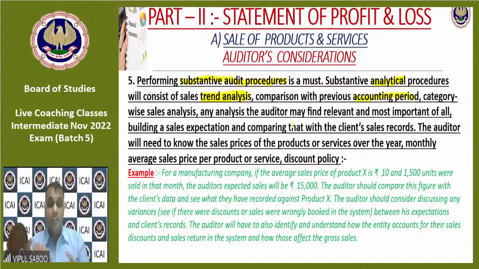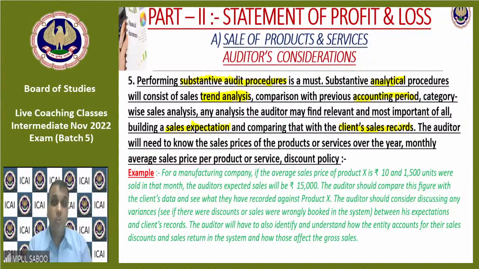Category-wise sales analysis. Green tea, fruit flavor tea, chocolate tea, normal tea, masala tea, confectionaries. Category-wise sales analysis. Any analysis that the auditor may find relevant, and most important of all, building a sales expectation and comparing it with the client's sales records. We build our sales expectation that this year, at this particular moment of time, the sales would have been high, like in winters. And we checked with the client's sales records. The sales were not as per the expectation. What is the reason?